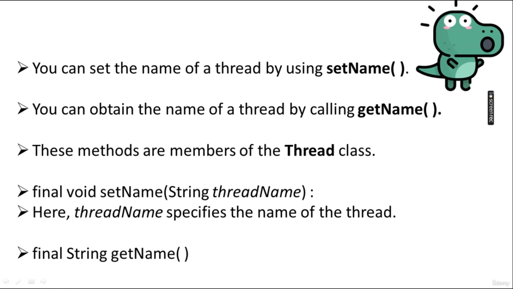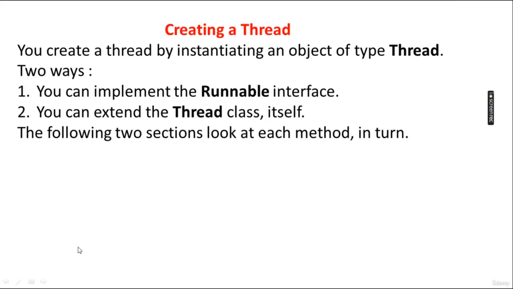Now, you can set the name of a thread by using setName. You can obtain the name of a thread by calling getName. These methods are members of the Thread class: setName and getName. setName will set the name of the thread and getName will return the name of the thread.